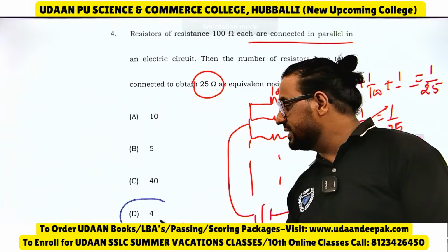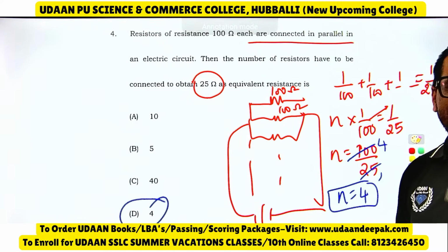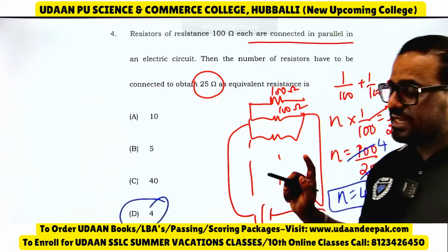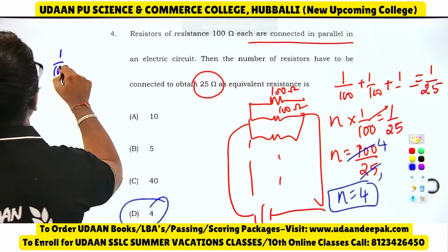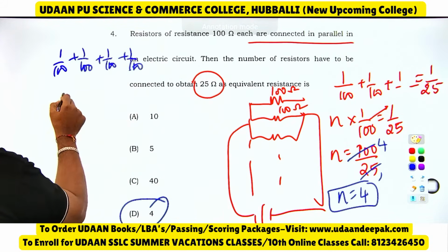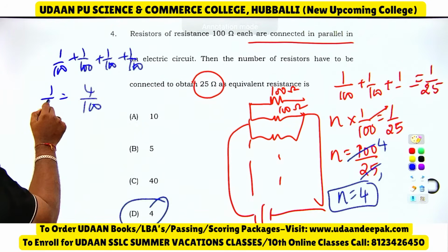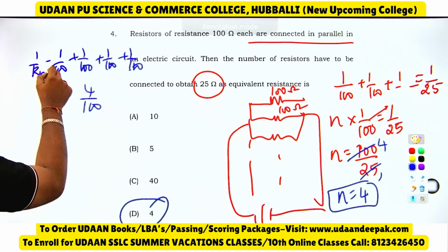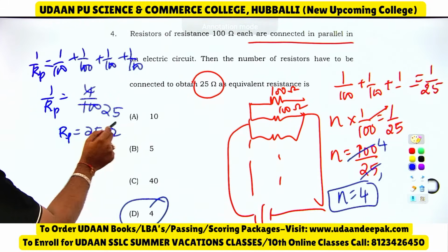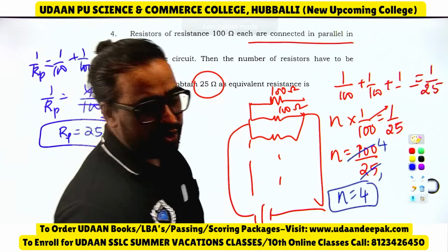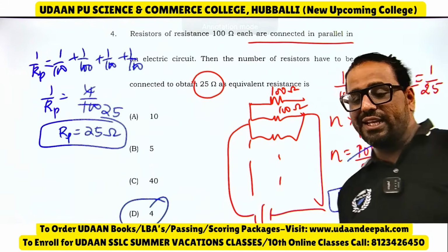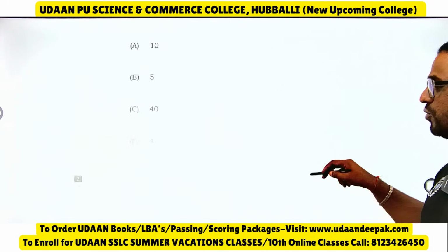So now, if 4 resistors are connected in parallel, what equivalent resistance do we get? We'll get an equivalent resistance of 25. See here, 1 upon 100 plus 1 upon 100 plus 1 upon 100 plus 1 upon 100 is how much? 4 upon 100. That is 1 upon Rp, 1 upon resistance in parallel. So 4 ones are 4, 25 fours are 100, therefore Rp is equal to 25. You can do it this way, or directly also, that depends on you. So you should know all these questions. Okay, so finally we will start with more problems now.